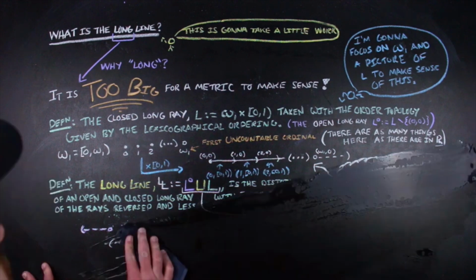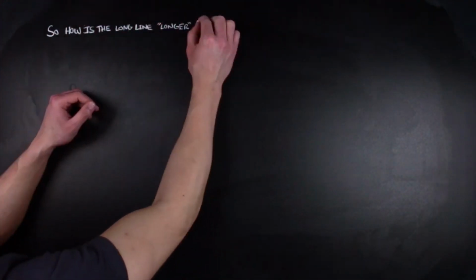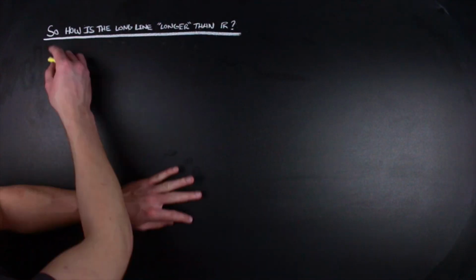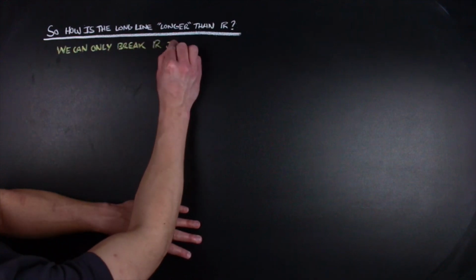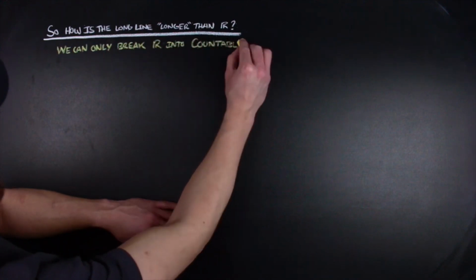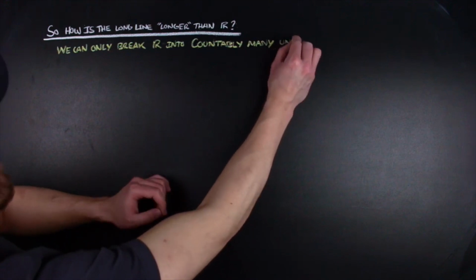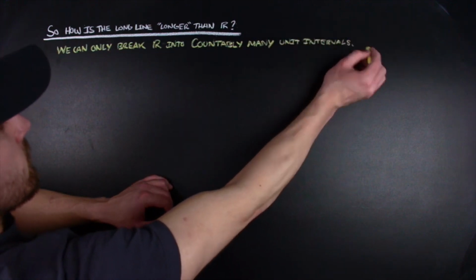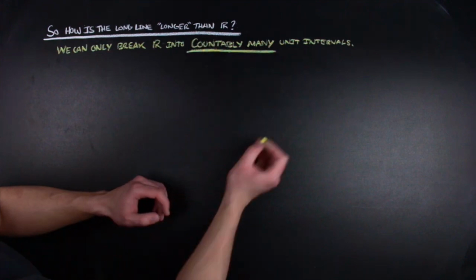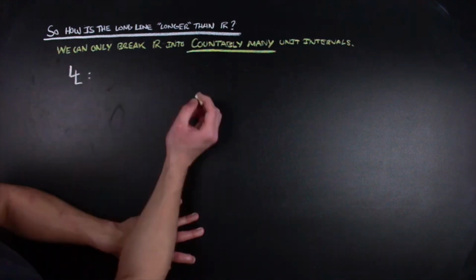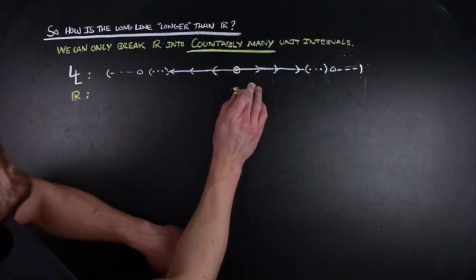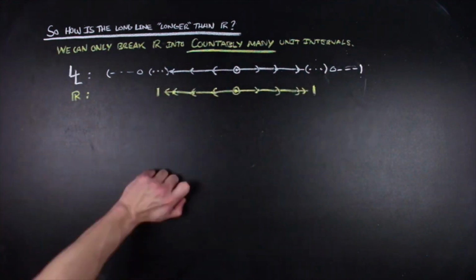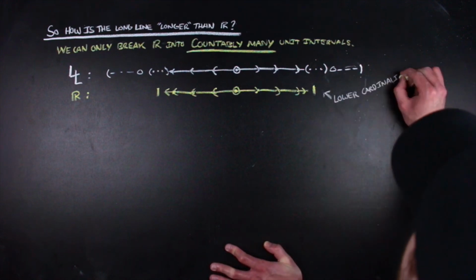So the next thing to ask is, well, how different is the long line from the real numbers or the real line? So the main difference here is going to come from the fact that there are a different number of intervals in the long line and in the real line. So in the real line, we only have countably many unit intervals that are stitched together, whereas in the long line, we have uncountably many. And so how this looks visually is that if you laid the long line on top of the real line, eventually you would run out of real line and the long line would overtake it and continue on.